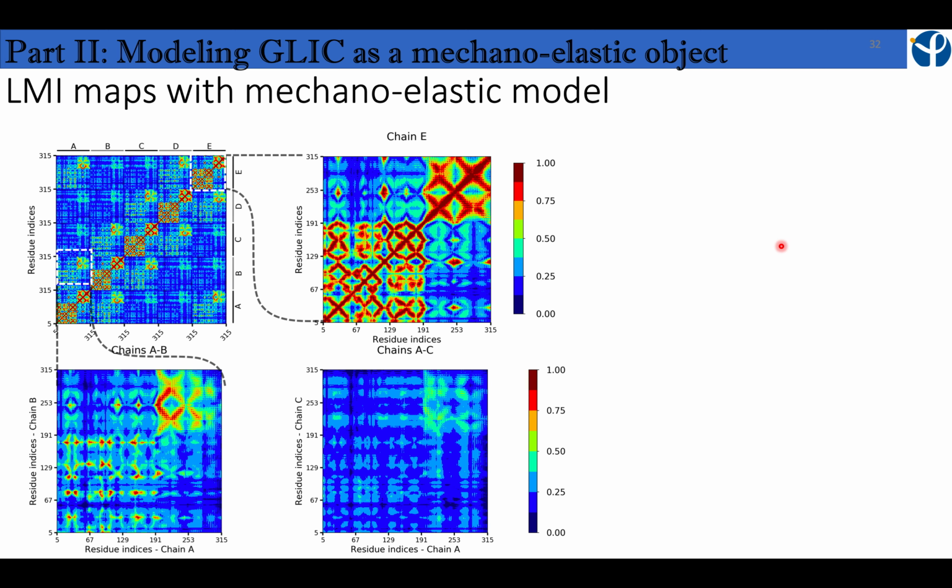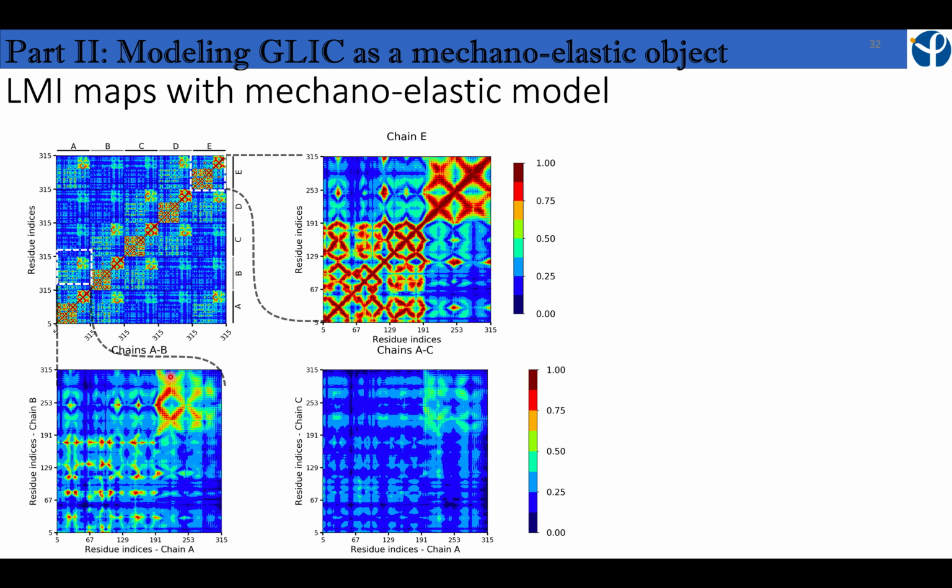Now I want to go back to my LMI maps to finish this section with a model of how force and fluctuations propagate through the protein. I have shown you LMI maps for the entire structure, and here you can see a zoom in for chain A, and here a zoom in for a particular part of chains AB, interchain correlations, and here you can see chain AC correlations, or linear mutual information, for a non-neighbor chain.